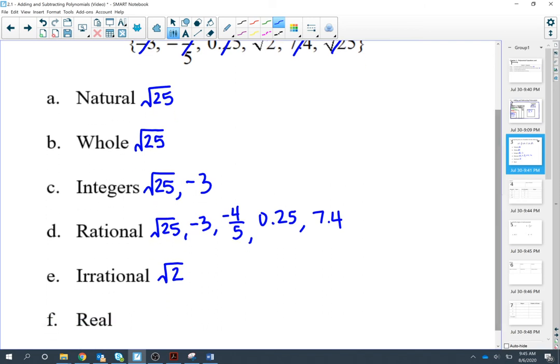And then last but not least, the real numbers, and all of those are real numbers because they're all in the huge box.